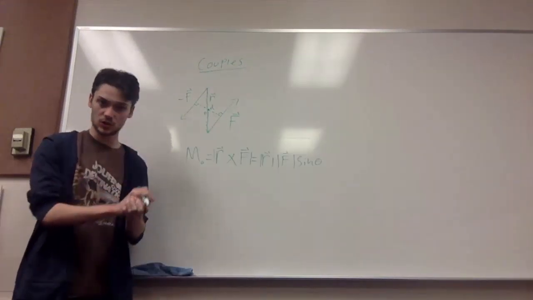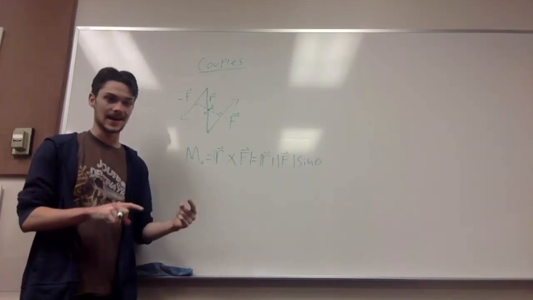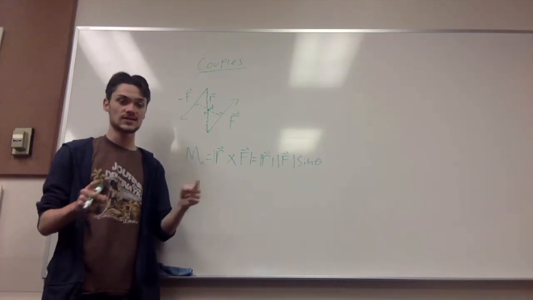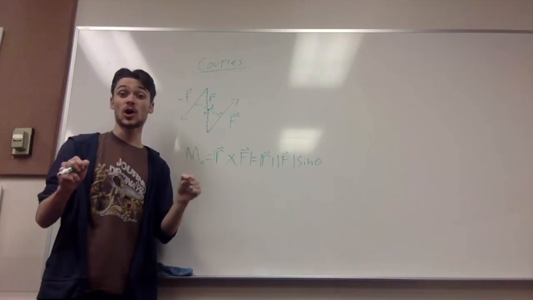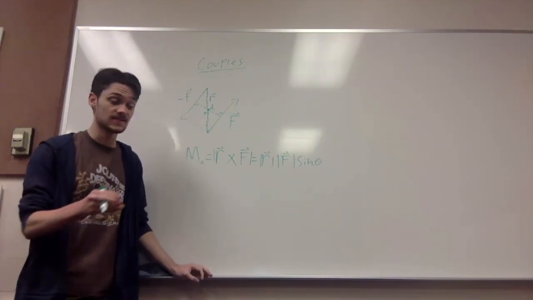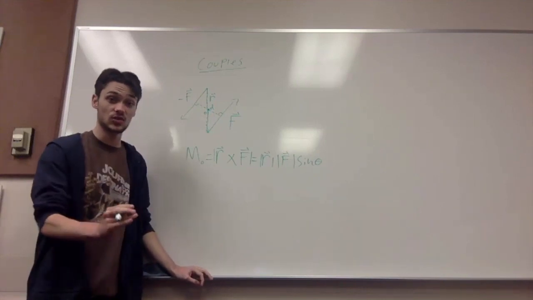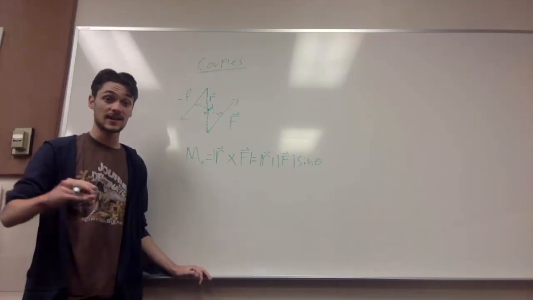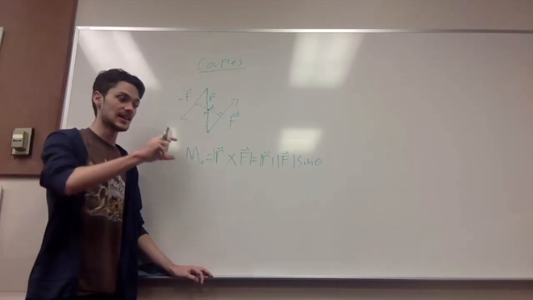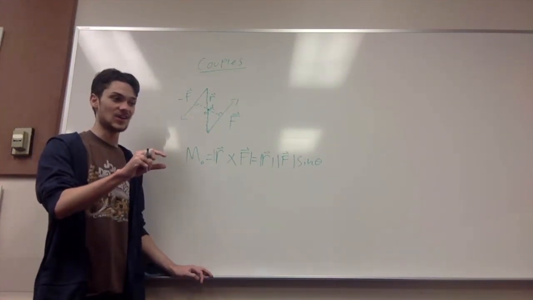The moment of force generated by a couple can be defined as R cross F, where R is the position vector between the 2 points of application, and F is the magnitude of one of the couples. As with any cross product, we can define this as magnitude of R times magnitude of F times sine of theta, theta being the angle in between the line of action and R.